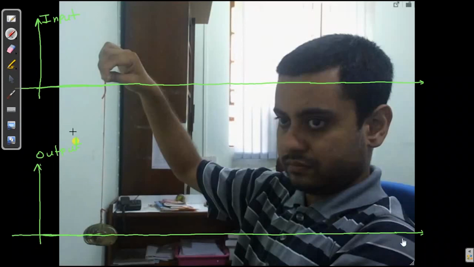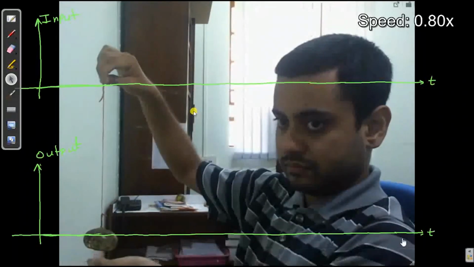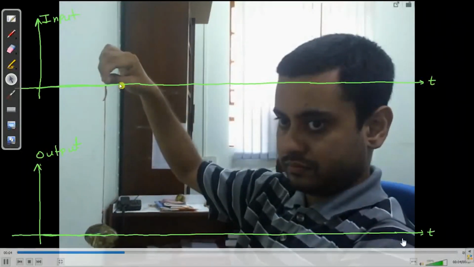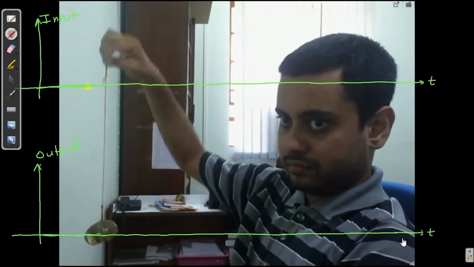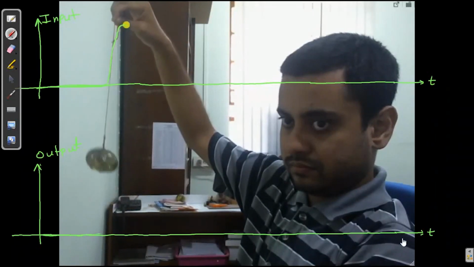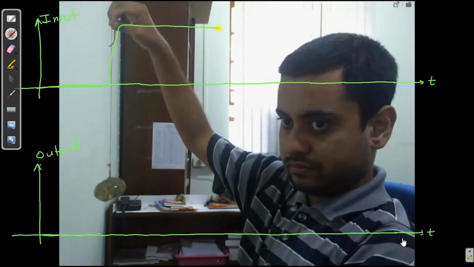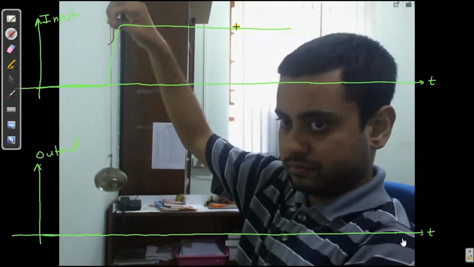Let me plot the graph of input as a function of time and the graph of output also as a function of time. For that, let me play this video at a slower rate. Currently the input is 0, and then at this point the input is increased quite fast and then it is kept constant afterwards. So this is how the input signal looks like.